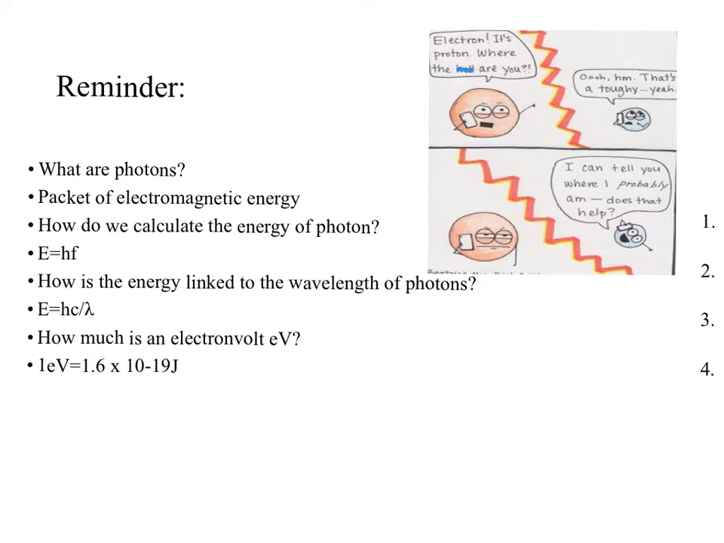Okay, so a very quick reminder, what are photons? Well, photons are just simply packets of electromagnetic energy. How do we calculate the energy of a photon? We have seen that recently as well when we were looking at medical imaging. So the energy is equal to Planck's constant times the frequency of the electromagnetic wave. How is that linked to the wavelength? You know that the speed of any EM radiation is the frequency times the wavelength. So if we rearrange for frequency and substitute it in the equation, then we have energy is equal to Planck's constant times the speed of light divided by the wavelength of the wave.